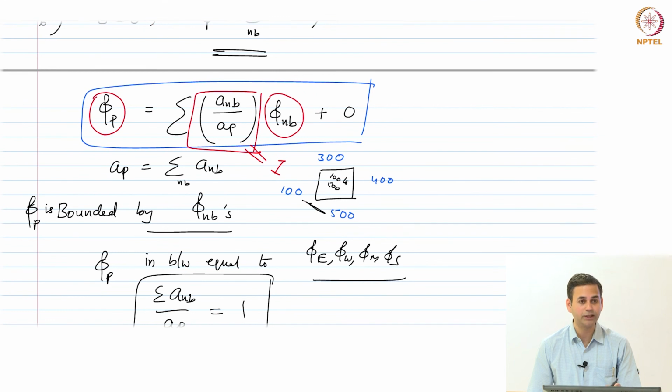It will never be lower than 100, or it will never be higher than 500, okay. That is because sigma A and B by AP sums to 1. As a result, we say that the value for the cell centroid is always bounded by the neighbors. It cannot be more than the highest or lesser than the lowest value, okay. That is what I call boundedness, which I may refer to from time to time, okay.